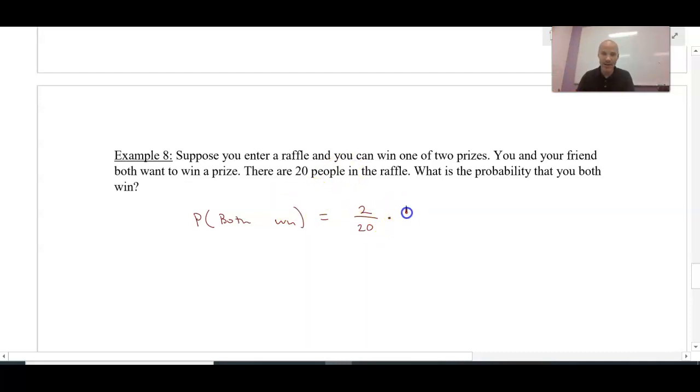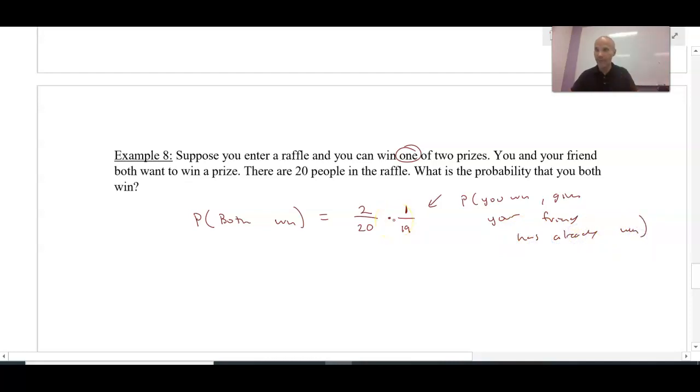So that's already changed, but there's not 20 people in the raffle anymore. You can win one of two prizes. Well, now there's only 19 people left. And so we end up with 2/20 times 1/19. And this is the probability that, I don't know, you win given someone has already won. Given your friend has already won.